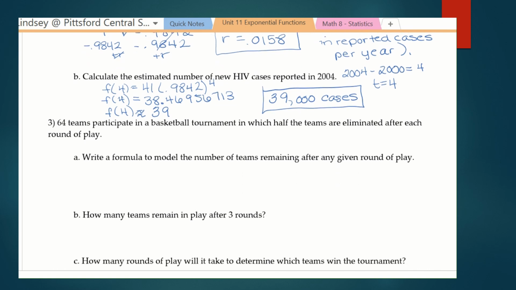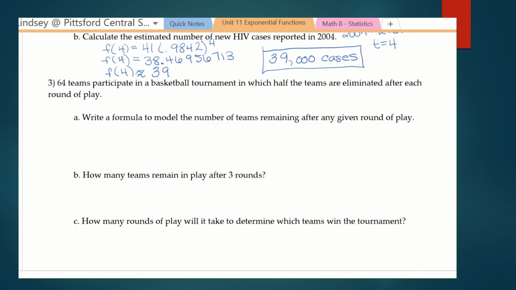All right, so let's keep going. Okay, so for all my March Madness fans here, 64 teams participate in a basketball tournament in which half the teams are eliminated after each round of play. First thing we're going to do is write a formula to model the number of teams remaining after any given round of play.